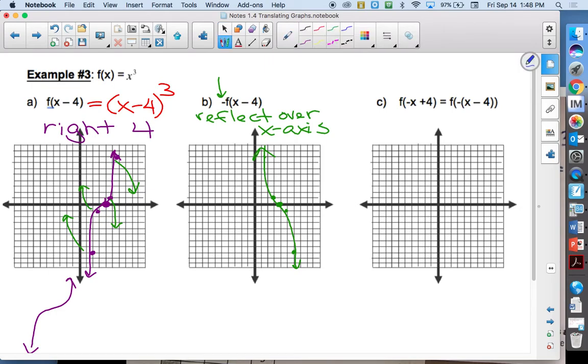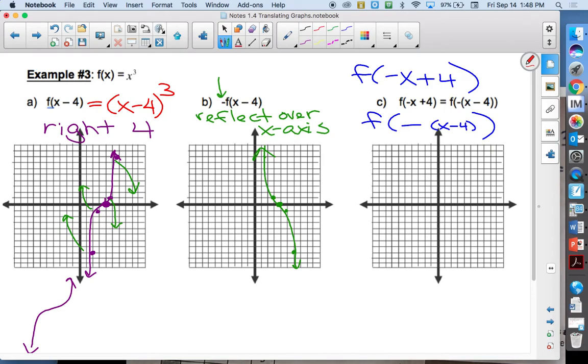And then the last one looks a little weird because they give you two different functions and they're telling you that it's equal to each other. So the left side says you have f of negative x plus 4. But then on the right side, they're saying that same thing means negative x minus 4. Why are they the same? Libby? Because in the second one, so the one on the right, the negative would go into the x, so it would be negative x plus 4.